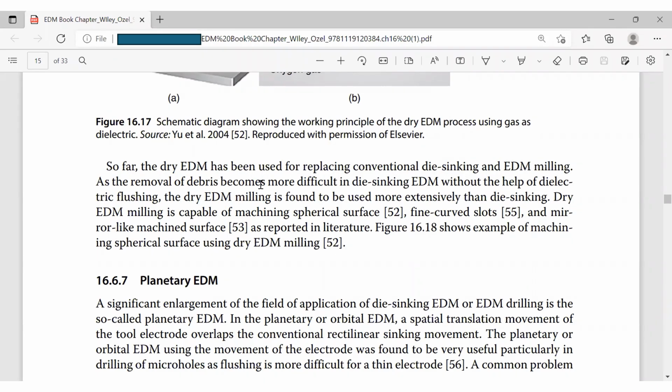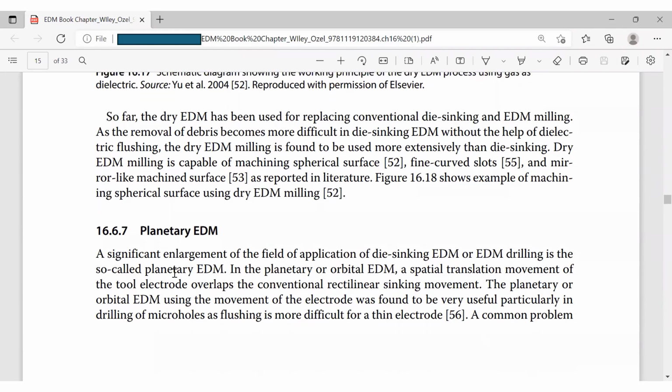Near dry means that we can use the gas. It's just a little bit. Do not use it too much. We don't need to submerge the workpiece in the electrical fluid. So next one is a planetary EDM, as the name suggests, planetary. Significant enlargement of the field of application of die sinking EDM or EDM drilling is the so-called planetary EDM.